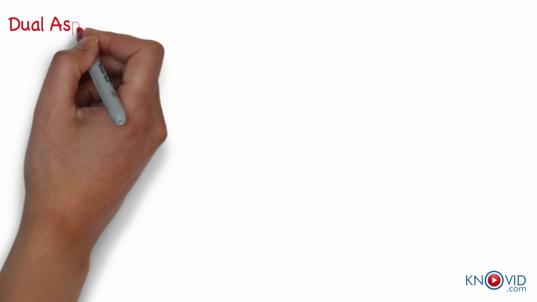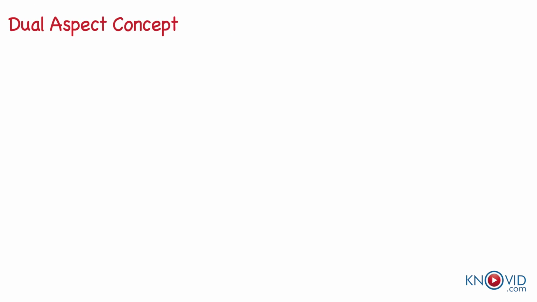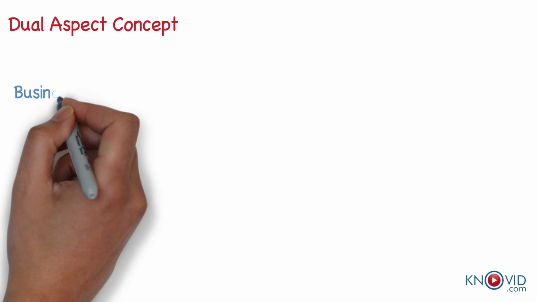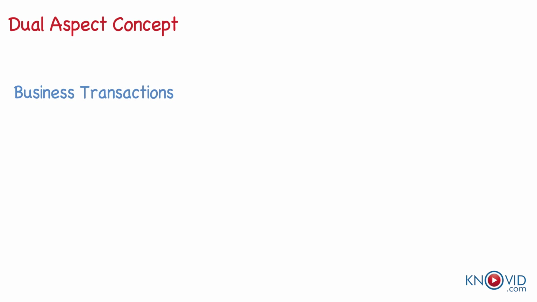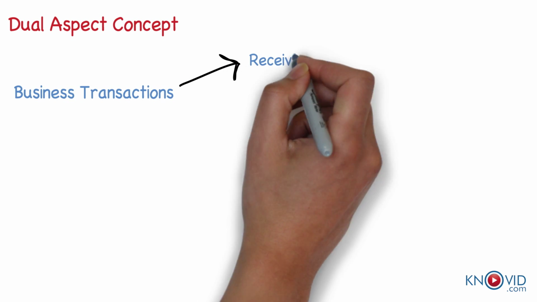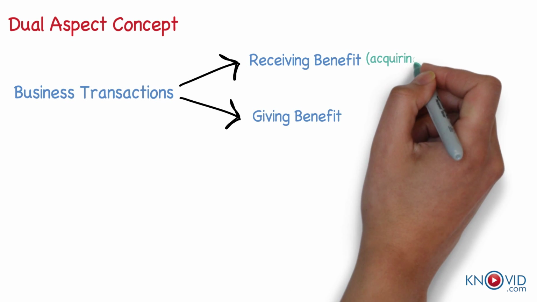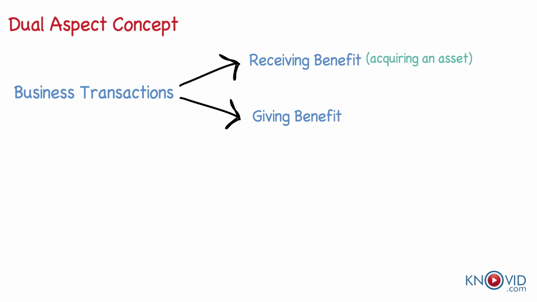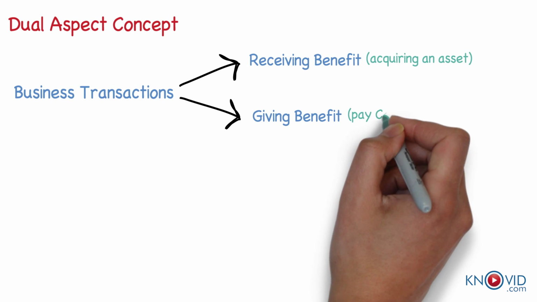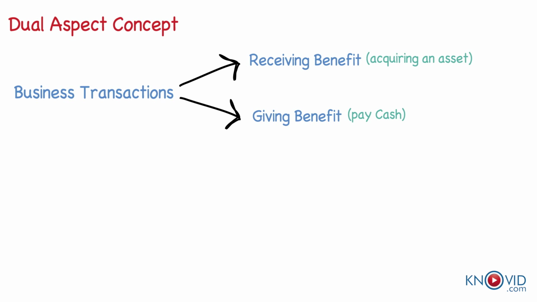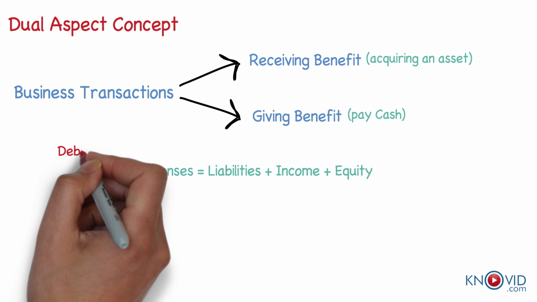Dual aspect principle is the basis for double entry system of bookkeeping. All business transactions recorded in accounts have two aspects, receiving benefit and giving benefit. For example, when a business acquires an asset, that is, receiving a benefit, it must pay in cash, that is, giving a benefit. In accounting terms, the two aspects are debit and credit.